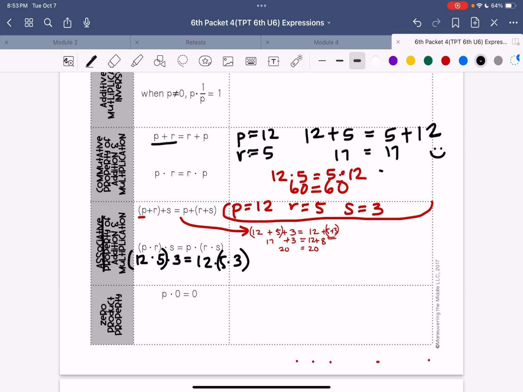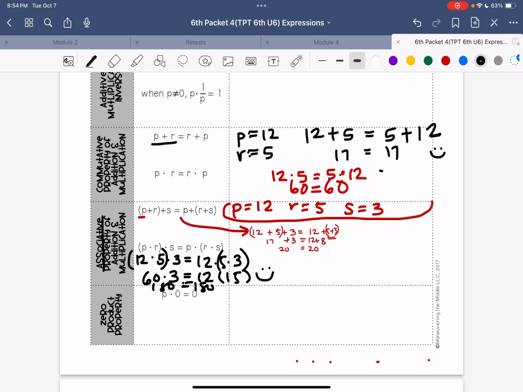So 12 times 5 gives you 60, times the 3 more is going to give you 180. So on this side, I get 180. On the other side, if I do the 5 times 3 first, I get 15. But if I multiply that by 12 last, I still get 180. So this works out, which is really nice, okay?